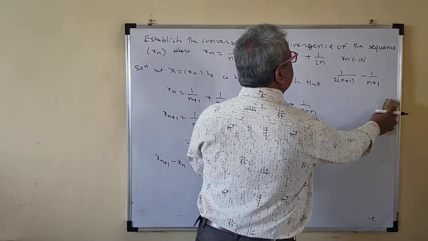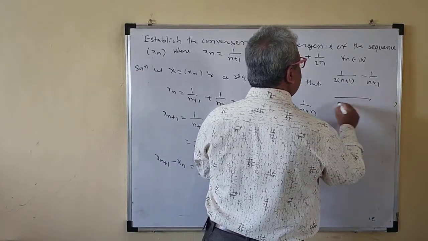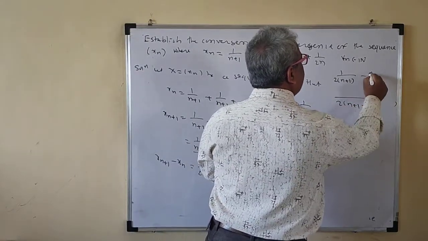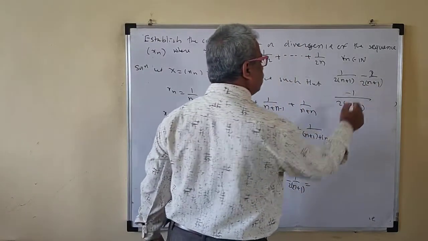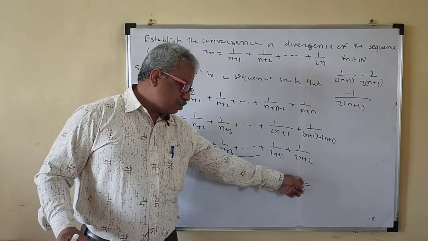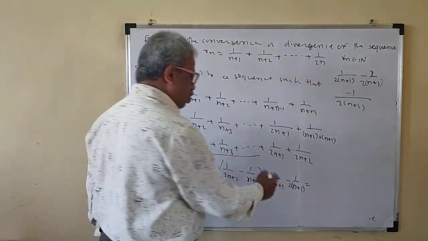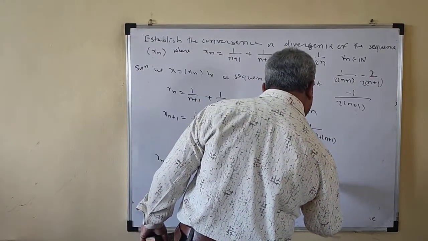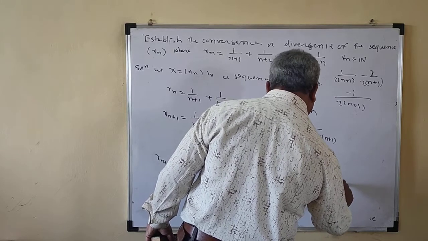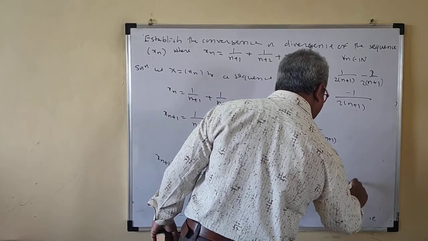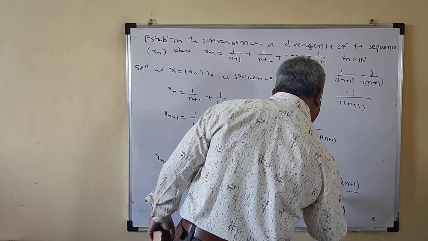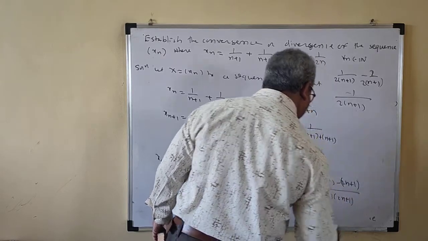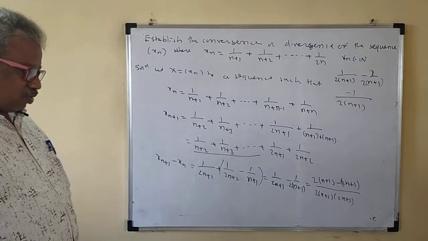What will this be then? This is 2 into n plus 1. You have to multiply and divide by 2 now. So this means minus 1, right? So this is minus 1 upon twice n plus 1. Now we cross multiply this. This is twice n plus 1 minus twice n plus 1 upon, you have to cross multiply this: twice n plus 1 into twice n plus 1. 2 into n plus 1 into twice n plus 1.